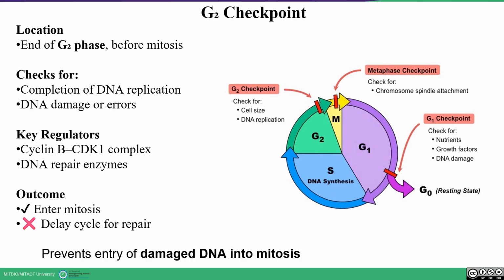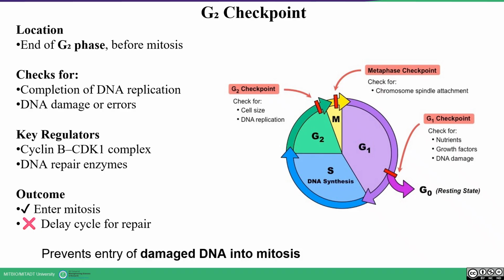Then the G2 checkpoint. At the G2 checkpoint, the cell verifies, at the end of the G2 phase before mitosis, whether DNA replication is complete and whether there is any damage to the DNA during the replication process. The key regulators here are cyclin B and CDK1, which help the cell enter mitosis, and the DNA repair enzymes are checked.